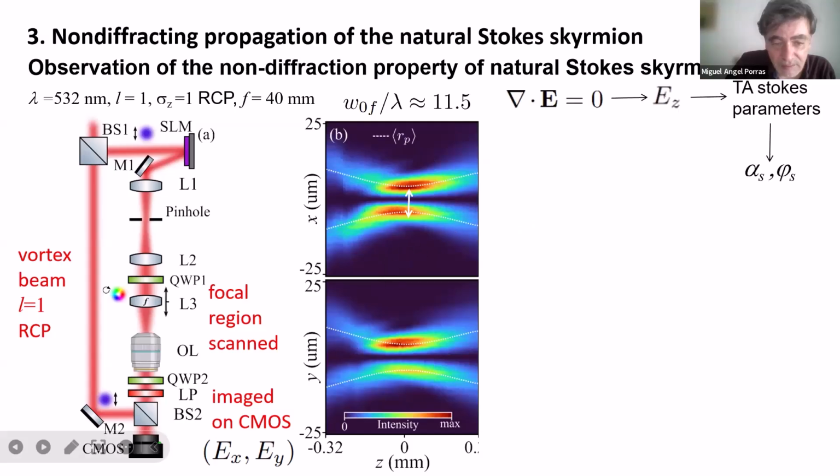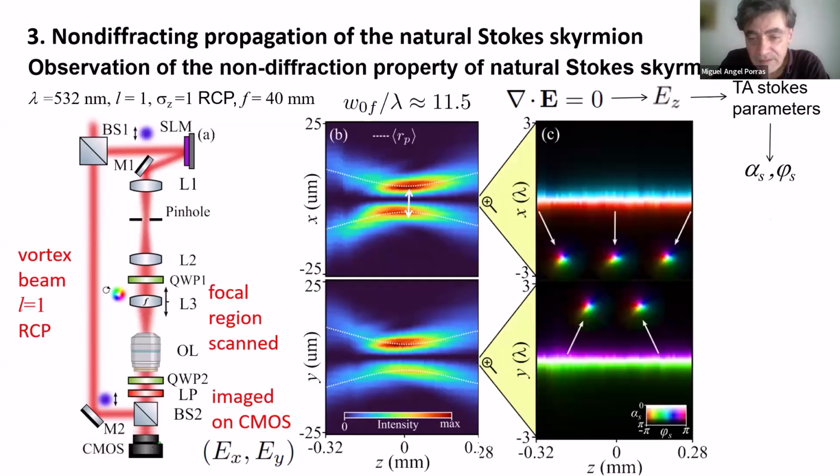So from the transversal components, we evaluate the axial component using Gauss's divergence law, and from it, we evaluate the transverse axial Stokes parameters and the latitude and the longitude, and they are plotted here. As a function of the propagation distance, as before, the full Poincare sphere is covered. We have all latitudes and longitudes, and we extract here some transversal patterns of the Stokes parameters at different propagation distances, and we observe that it is propagation invariant, so non-diffracting.